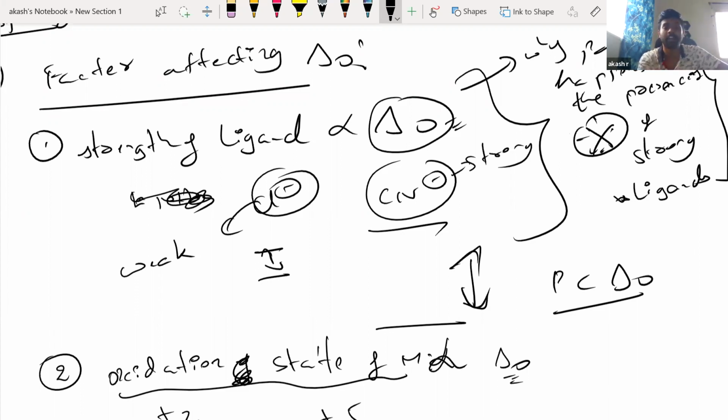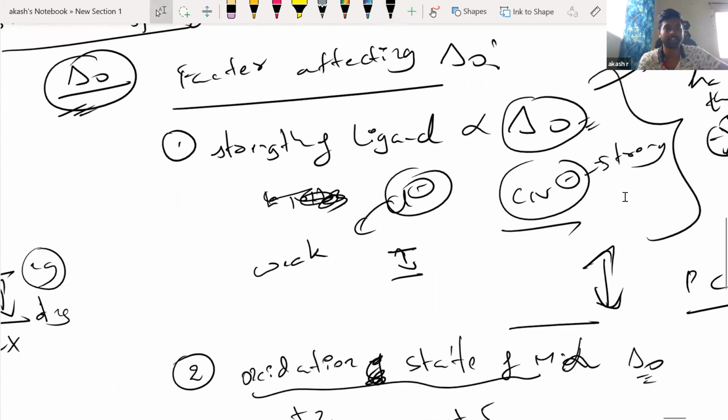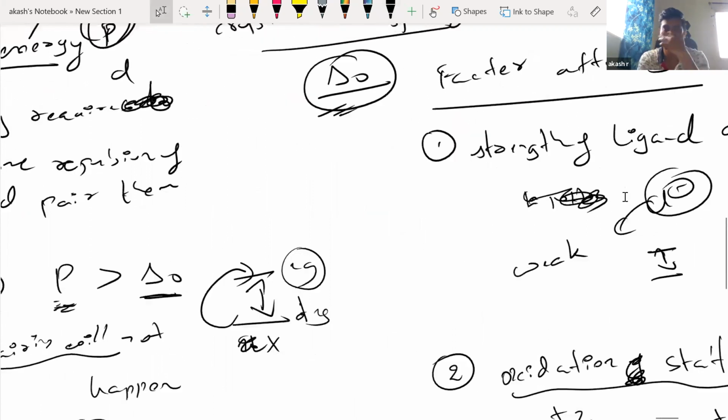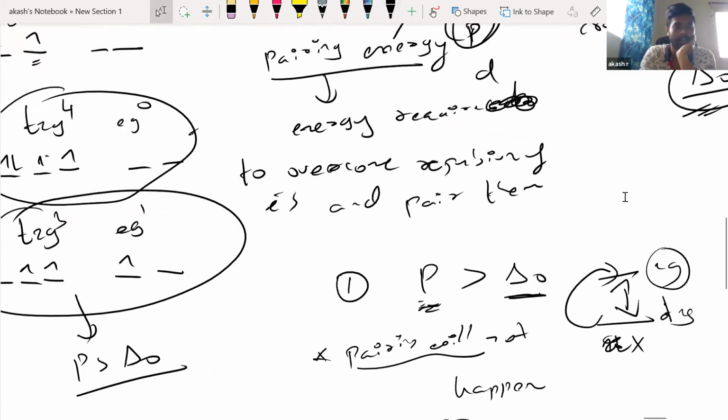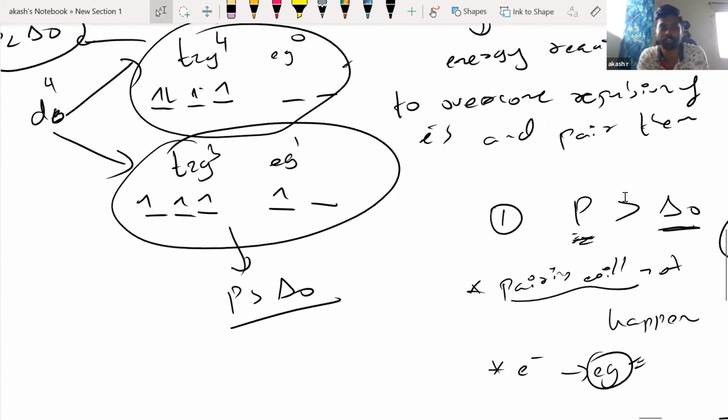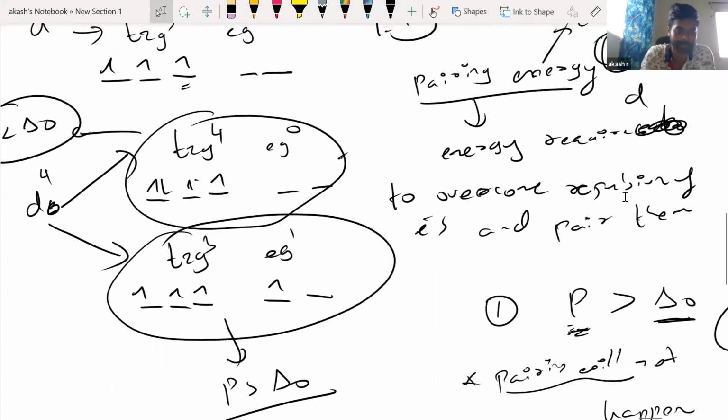Fine. Now, that is about your factors affecting del O. Accordingly, you will be putting your configurations in t2g and eg. How many electrons will be there? All of them will be done.